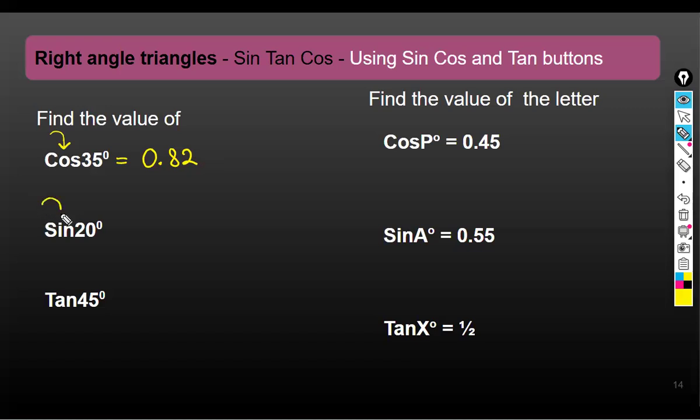Try sine 20. This is regular, boring sine. Press the sine button, SIN, type in 20 right after, just press equal. And you're going to be seeing 0.34. Easy stuff here, guys. This is just to make sure your calculator's on the correct mode and it doesn't freak you out, okay?